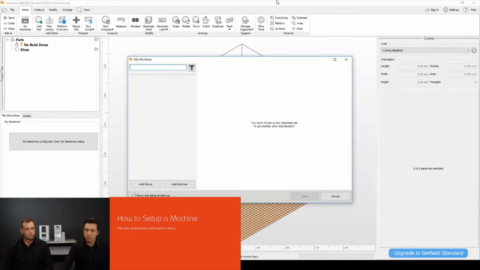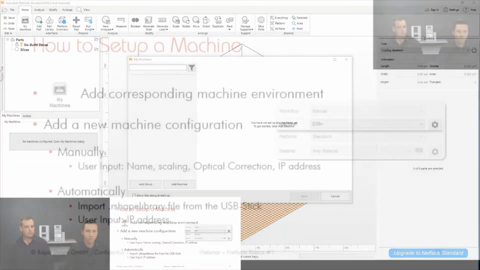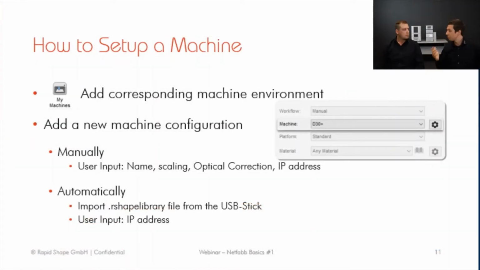So it's important to know that in Netfabb, you will have to set up a machine. You will have to set up, first of all, the machine environment, because you got two things you have to set up always. It's a machine environment, which corresponds with the type of your printer. Yes. And you have to set up in this environment the machine configuration, which directly corresponds to your printer. Yes. So in order to do this, at first we will have to add, like I said, the machine environment, then a new configuration. There's two possibilities to add a new configuration. The configuration you can do is once manually. This means user input is the full input. You need name, you need the scaling, you need the optical correction, and of course, if you want to work over network, the IP address.